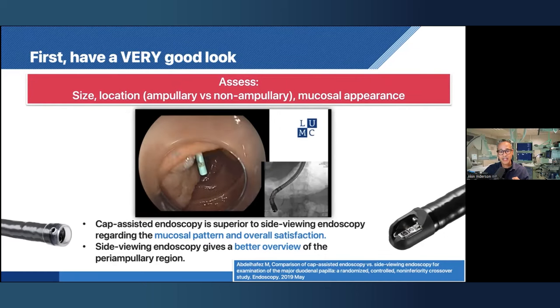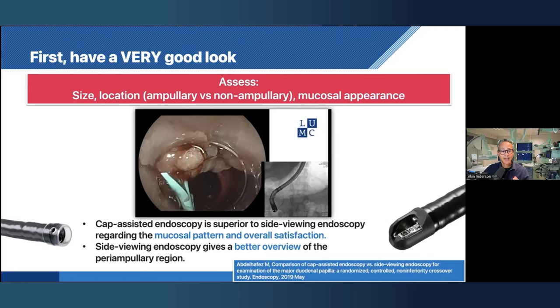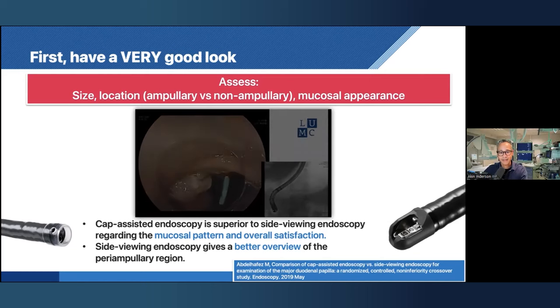Now, this is with cap-assisted endoscopy. And as you can see here, the mucosal appearance, so the villous pattern, is superior to be assessed with cap-assisted endoscopy.